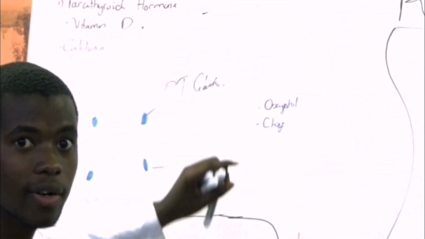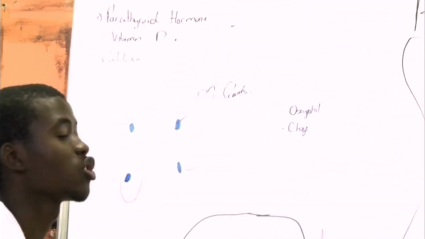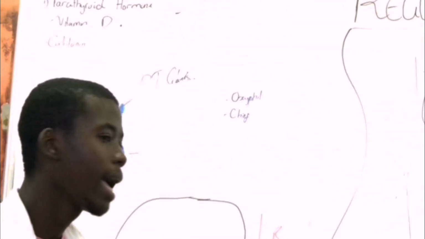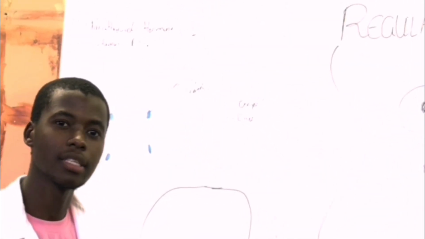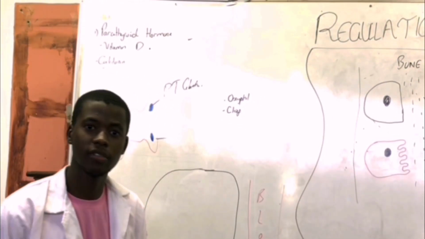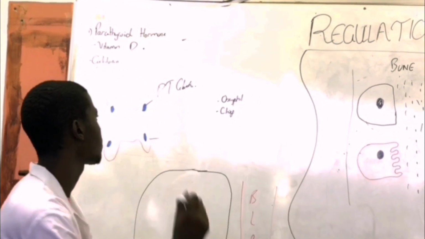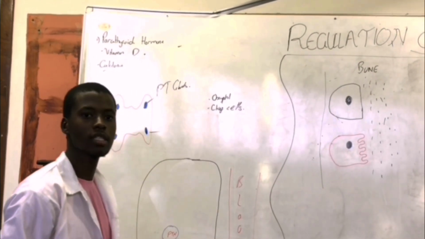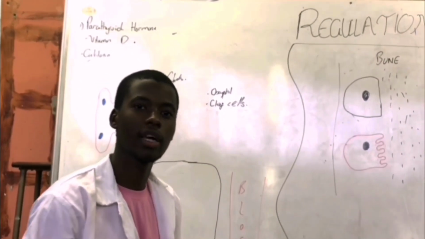As you've guessed, from these parathyroid glands is where you release your parathyroid hormone. In your parathyroid glands, you have two types of cells. You have oxyphil cells and you have chief cells. These chief cells are the cells which synthesize and secrete the parathyroid hormone.